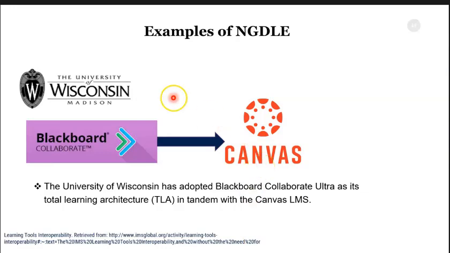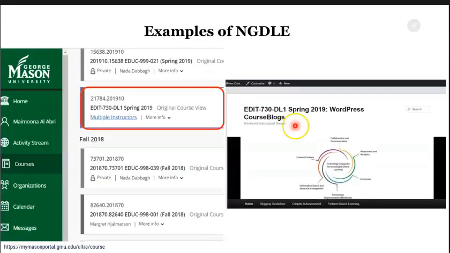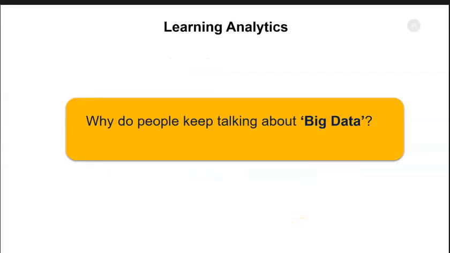For example, the University of Wisconsin incorporated the Blackboard Collaborate Ultra into the Canvas LMS without any restriction, and also George Mason University incorporated WordPress for group collaboration and team activities into the Blackboard LMS.